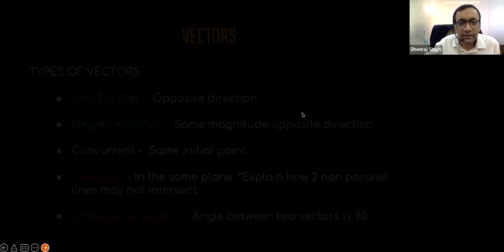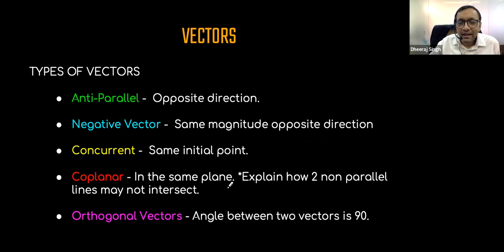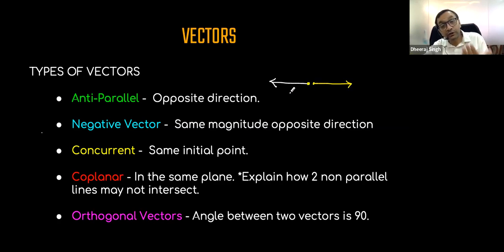Let me go to the next. Okay, these are like a dictionary of vectors. It is good to know these things beforehand itself. Anti-parallel, what do you think? Parallel vectors are in the same direction. So anti of anything is in the opposite direction, completely opposite. So if one vector is on the left hand side, the other vector will be in which direction? It will be in that direction. So these two vectors are in opposite directions.